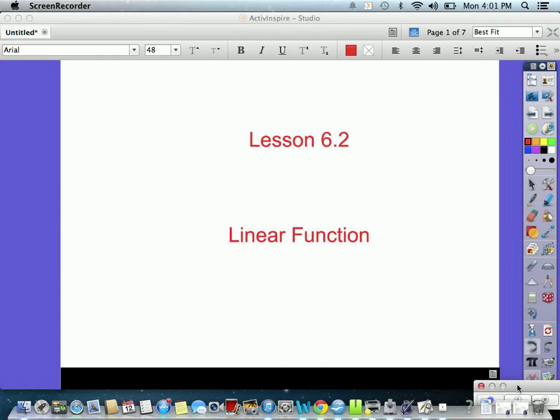This is lesson 6.2, linear functions. Your homework for tonight is page 261, numbers 5 through 11.